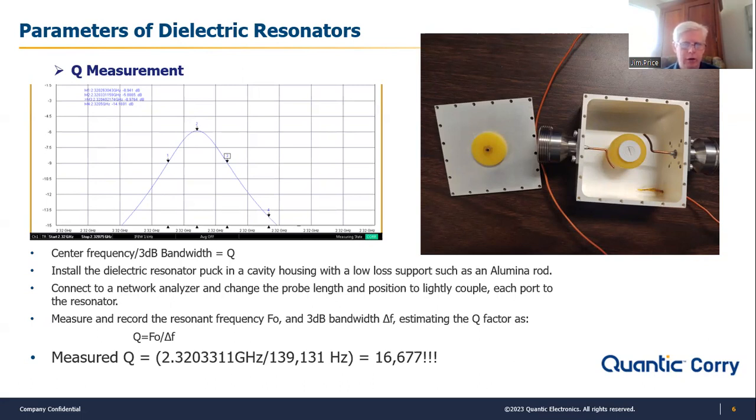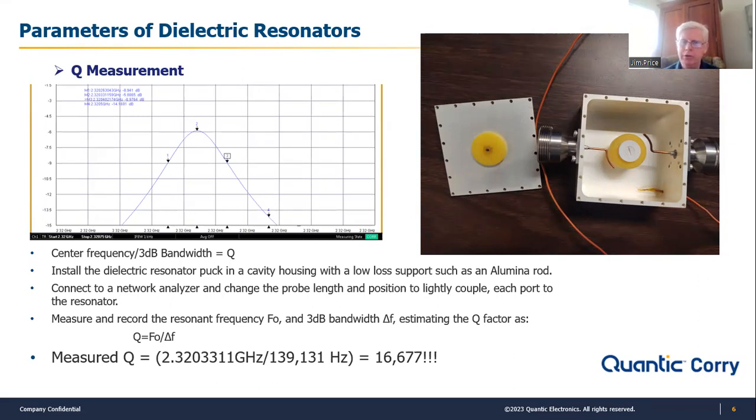The bandwidth of that response that you see, it has a 3 dB loss at about 139 hertz bandwidth. That's 139 hertz relative to 2.3 gigahertz. And the way you measure or calculate the Q is to divide the 3 dB bandwidth by the center frequency, and that gives you an indication of what kind of losses you're looking at inside that cavity. And in this case, it's showing the Q to be about 16,000.